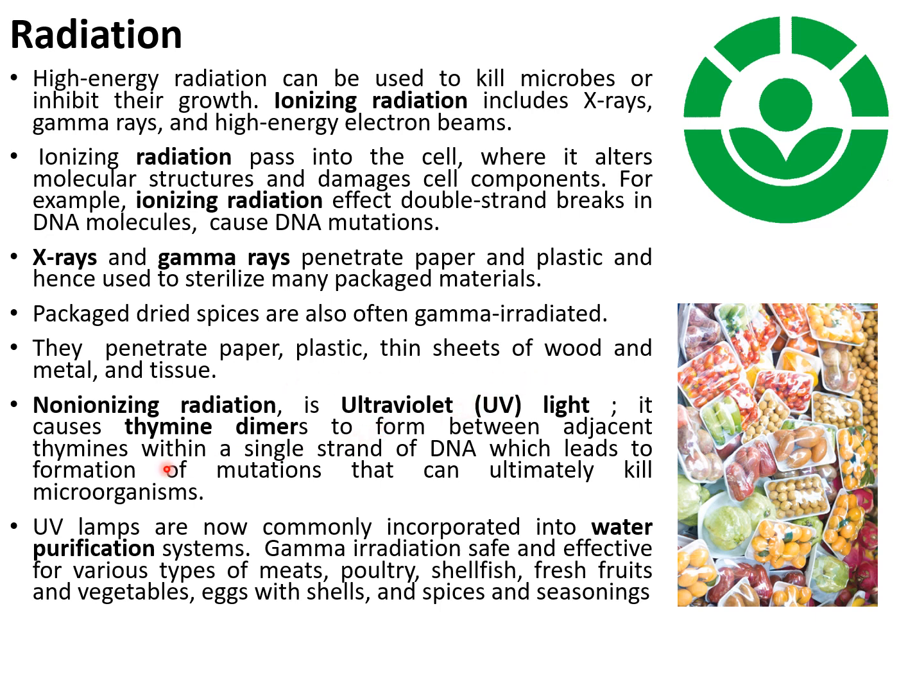We have non-ionizing radiations also, like UV light. We all know that UV light causes thymine dimers in the DNA strands, and this induces mutations in the DNA, which in turn will kill the microorganisms by preventing their DNA replication. UV lamps, we know, are used even in water purification units. But gamma radiation is considered to be very safe and effective when you are trying to sterilize meat, poultry, shellfish, fresh fruits and vegetables, eggs with shells, spices and seasoning.